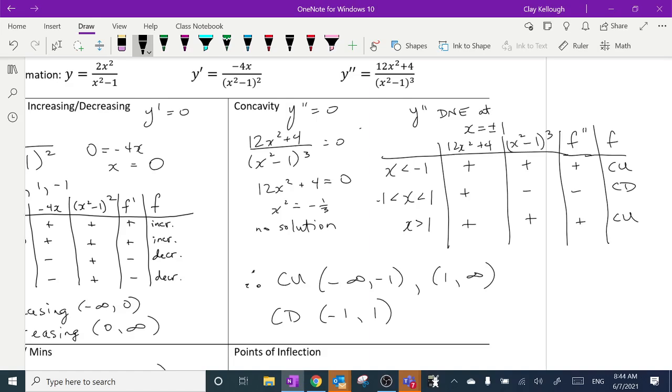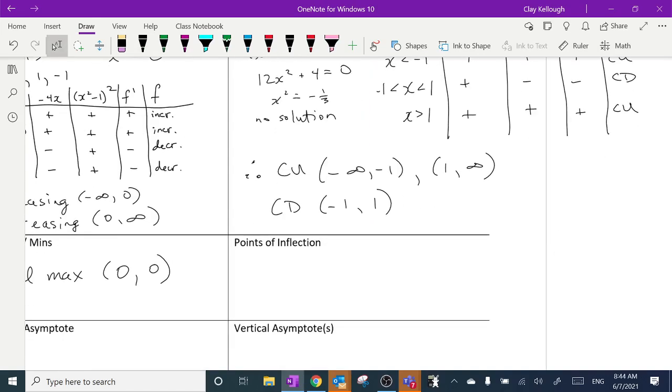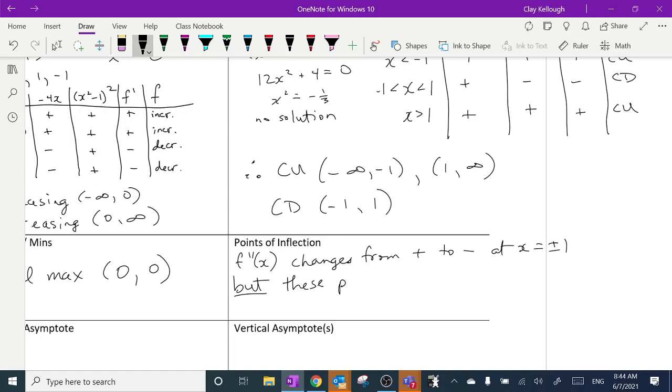Because we changed concavity at negative 1 and 1, I would call those points of inflection, but maybe I should call them potential points of inflection. Of course, it's only a point of inflection if it exists. So I'll explain this in words: f prime prime of x changes from positive to negative and vice versa at x equals plus or minus 1, but these points are non-permissible, right?